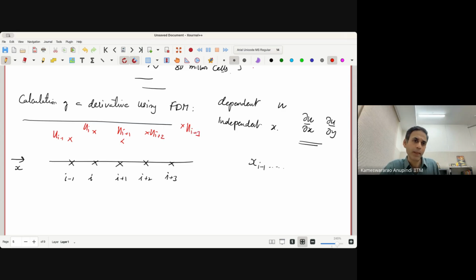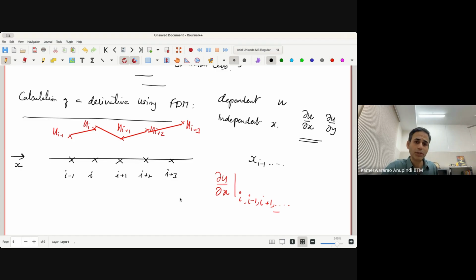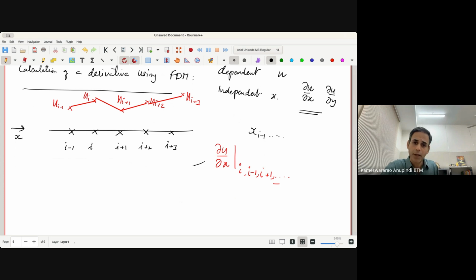So we know how this function is varying, something like that. We know the values of the function, but now we have to calculate partial u, partial x. Again, because we are working with a discrete set of points, we cannot evaluate ∂u/∂x wherever we wish, but only at certain points, let us say at i minus 1, i, i plus 1. At all these points only we can evaluate the derivative value. To do that, we are going to make use of certain approximations.